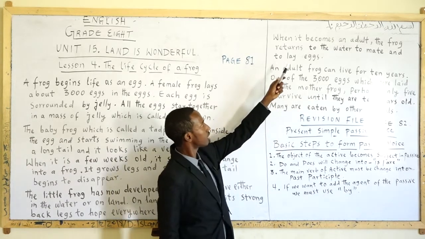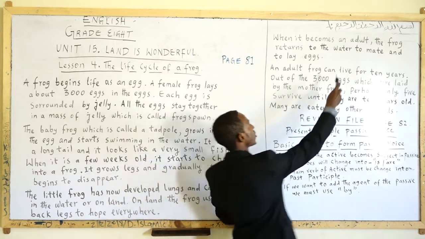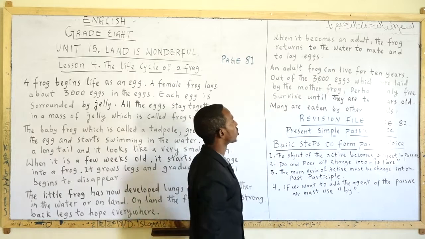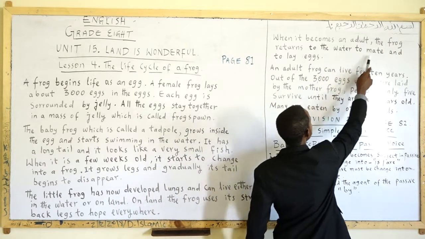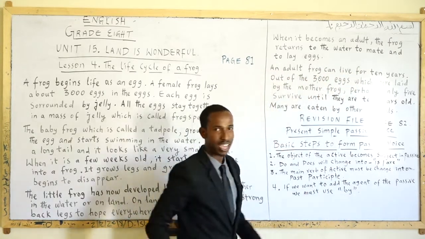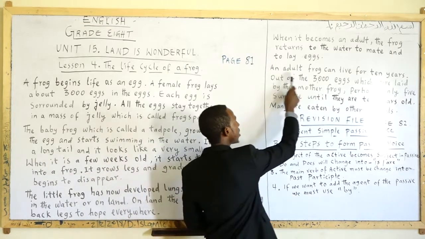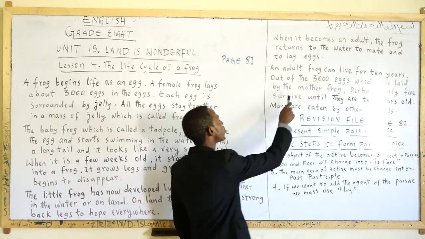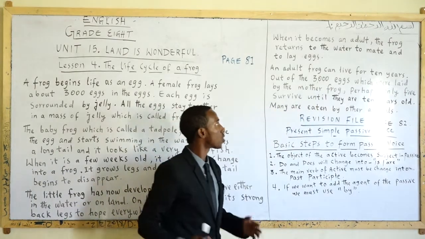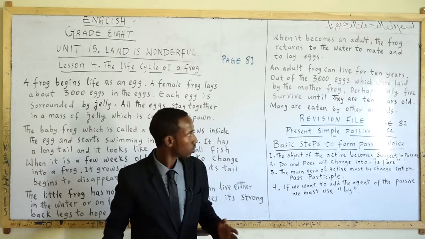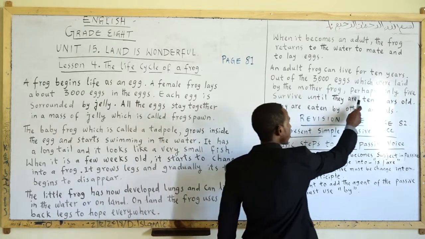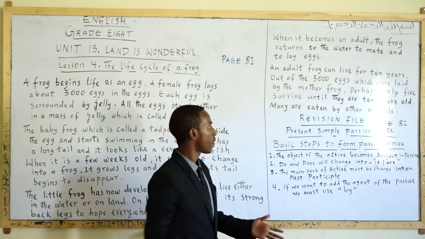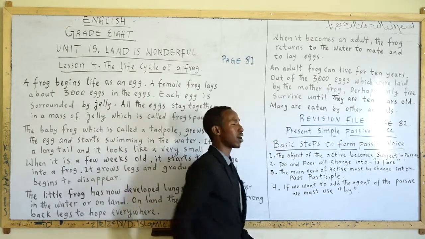When it becomes an adult, the frog returns to the water to mate and to lay eggs. An adult frog can live for 10 years. Out of the 3,000 eggs which were laid by the mother frog, perhaps only 5 survive until they are 10 years old. Many are eaten by other animals.